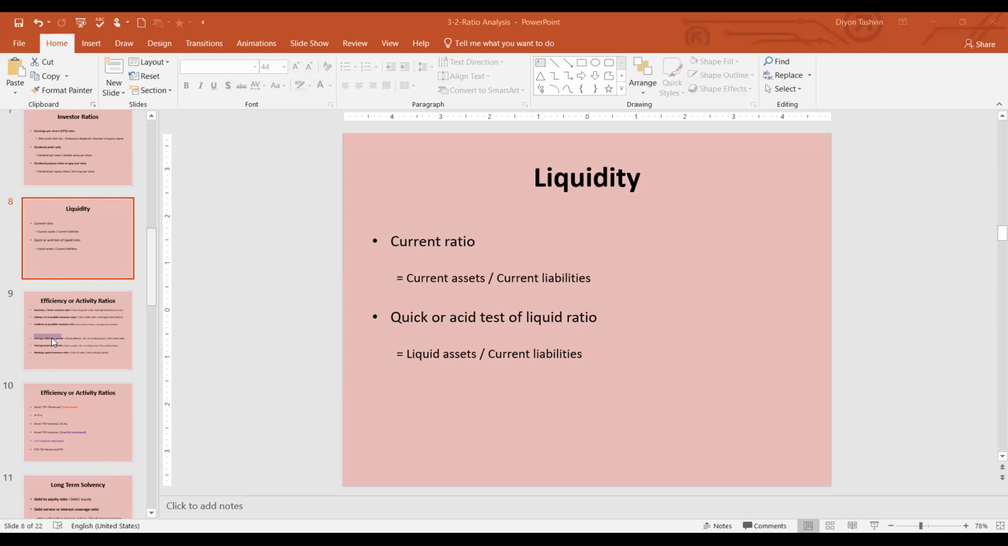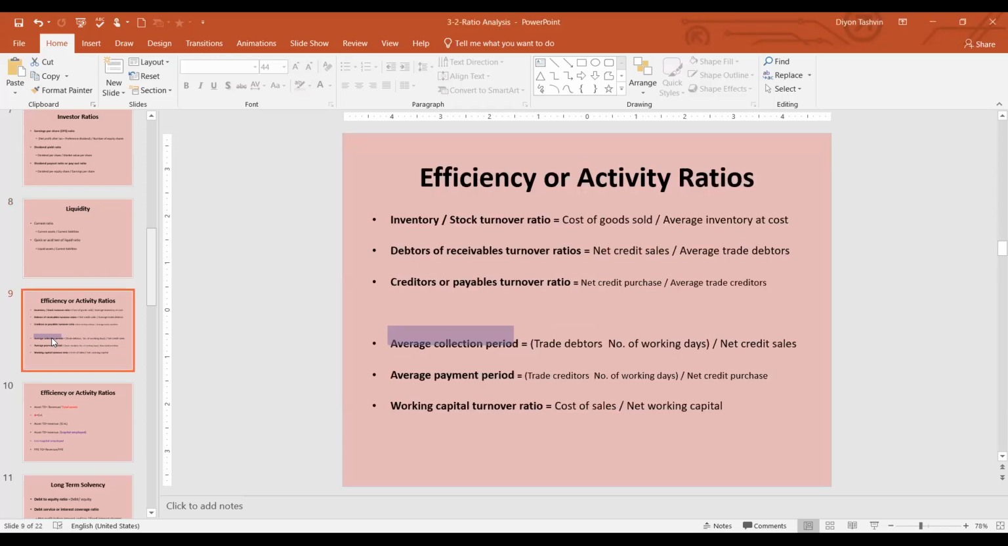Then I'm moving to the efficiency ratios. In the efficiency ratios, there are several sets. First, we can take the turnover ratios. It can be the inventory turnover ratio, debtors turnover ratio, and creditors turnover ratio. Here we are going to see how efficiently we have utilized the inventory, the debtors, and the creditors in the company.